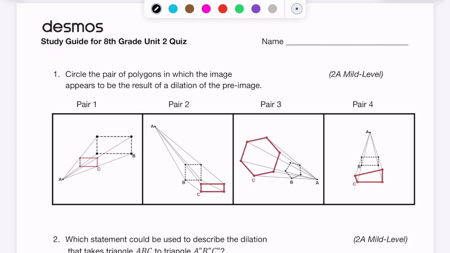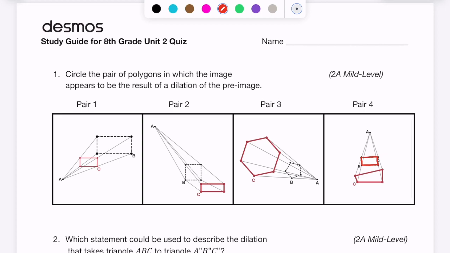Question 1, circle the pair of polygons in which the image appears to be the result of a dilation of the preimage. So between these four pairs, which of these could be a dilation? Starting with 4, the preimage here is this nice little rectangle, and then the image is this weird looking quadrilateral.